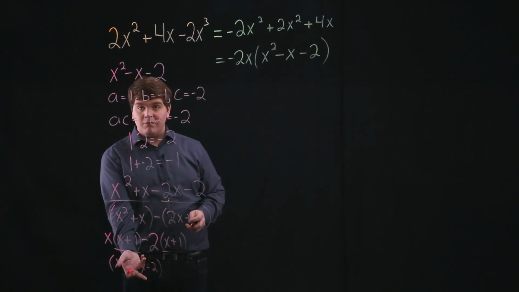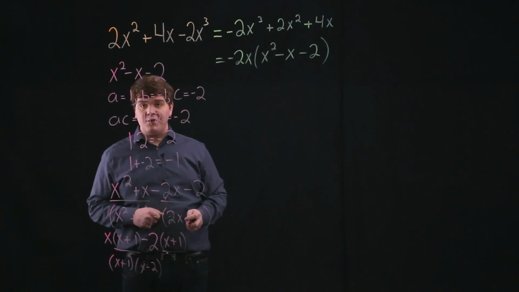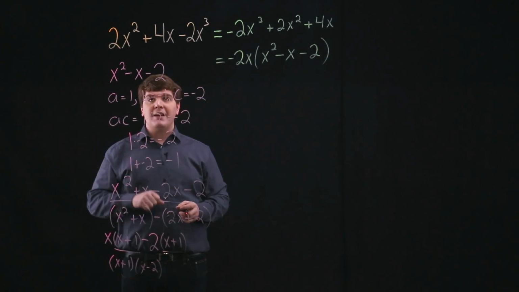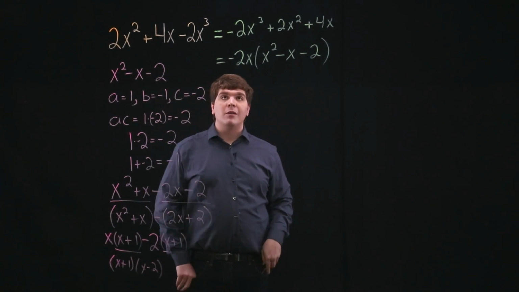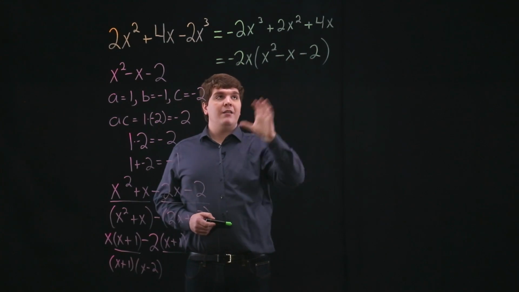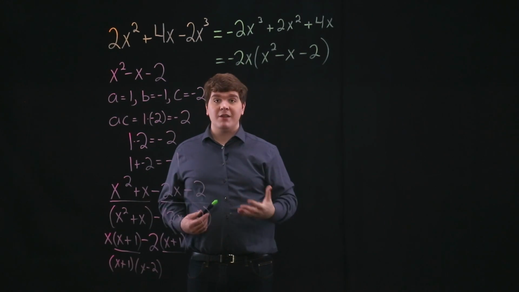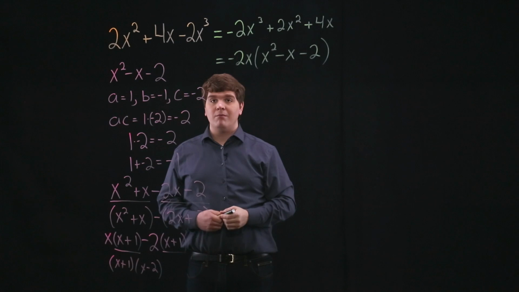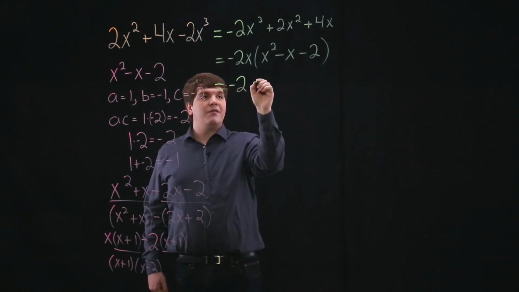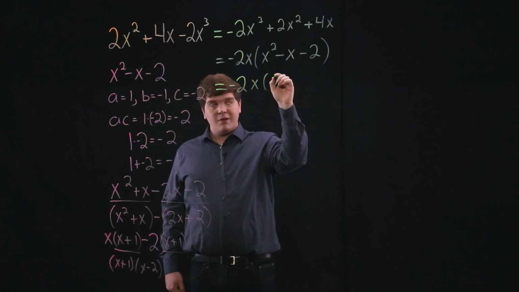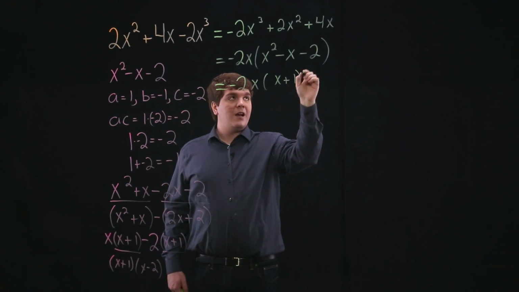So this right here, this x plus 1 times x minus 2, is our factorization of x squared minus x minus 2. Now taking this back to the problem, we can now rewrite this x squared minus x minus 2 factor as an x plus 1 times an x minus 2, leaving us with a factorization of negative 2x times x plus 1 times x minus 2.